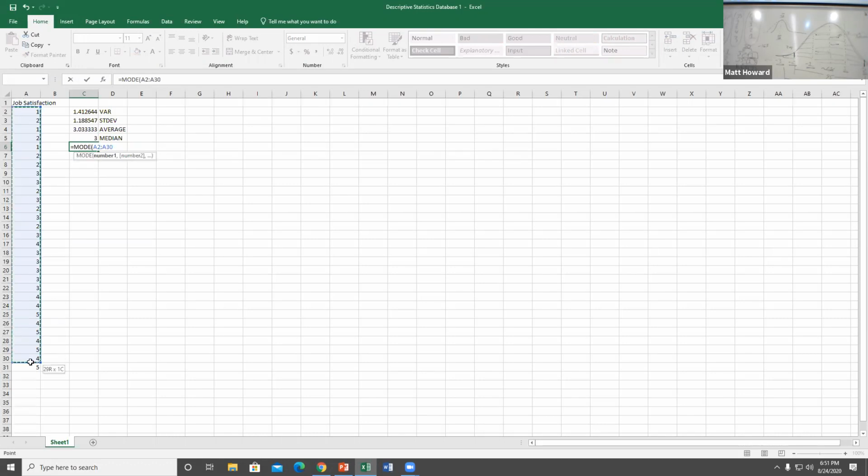Click and drag, and there is the mode. If you remember from last class, I did note that if you have multiple modes in your data set, or you think there might be multiple modes, as there are in this data set, that way does not give you multiple modes. That way will just return one mode. I think this one has multiple modes. Maybe I'm wrong about that.